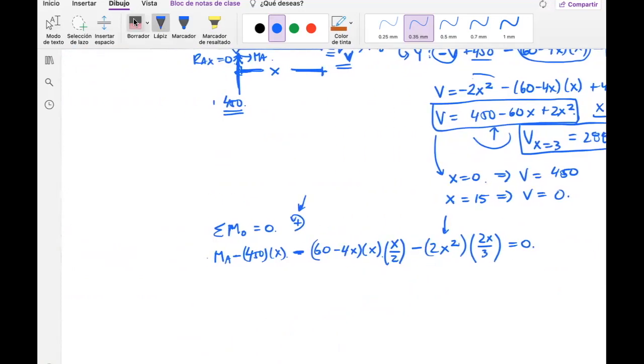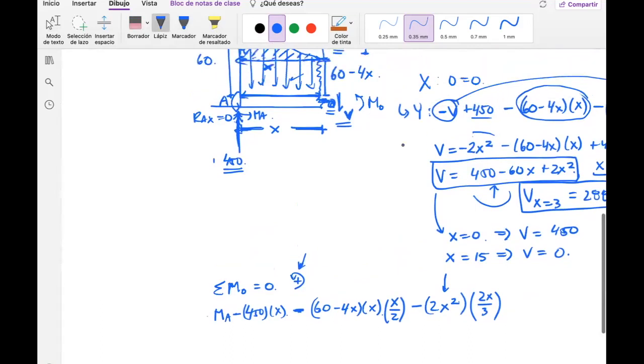I'm sorry, this is wrong. I'm not finished yet. It's still not equal to 0. I need to put this fella, so I'm going to put it plus MO. This is a moment maybe happening at point O. I really don't know if that thing is 0 or not. I'm going to calculate it, so now I can set it equal to 0.